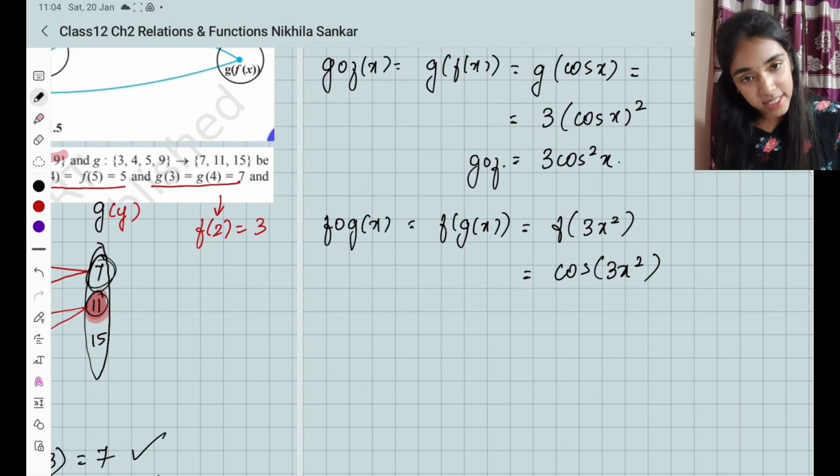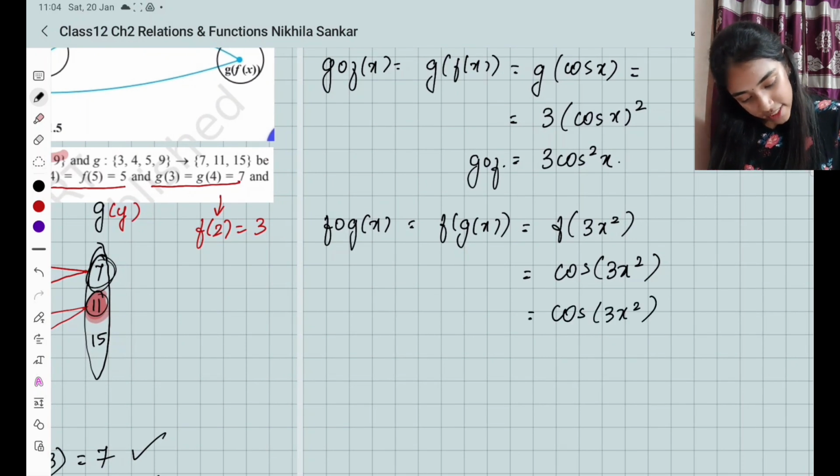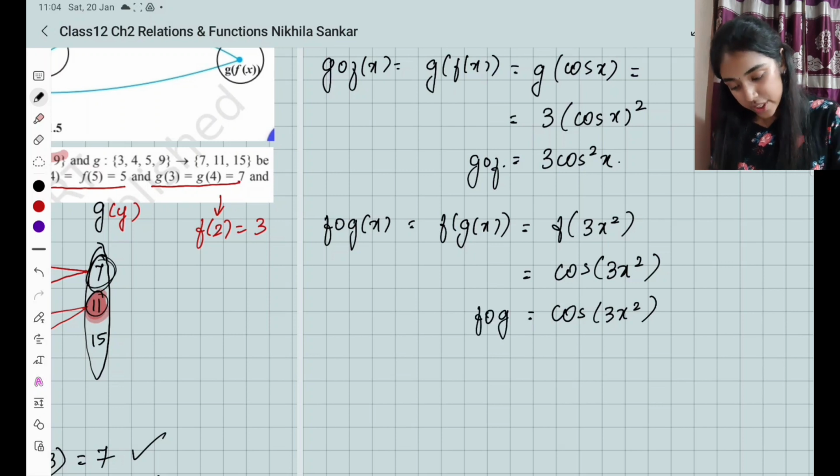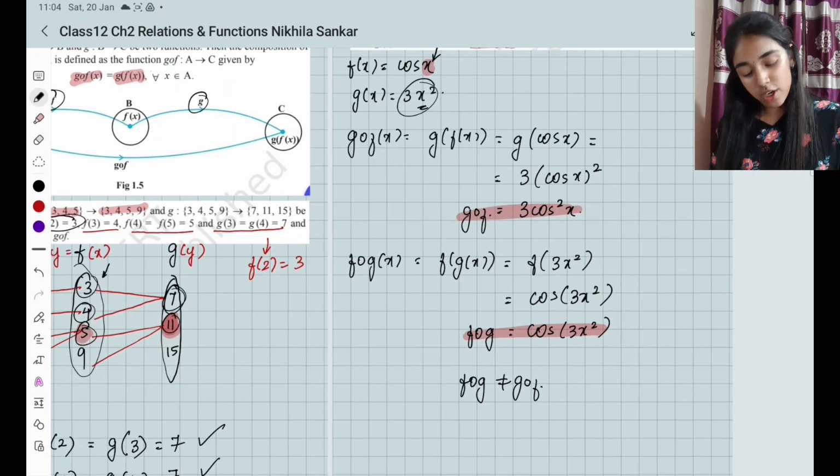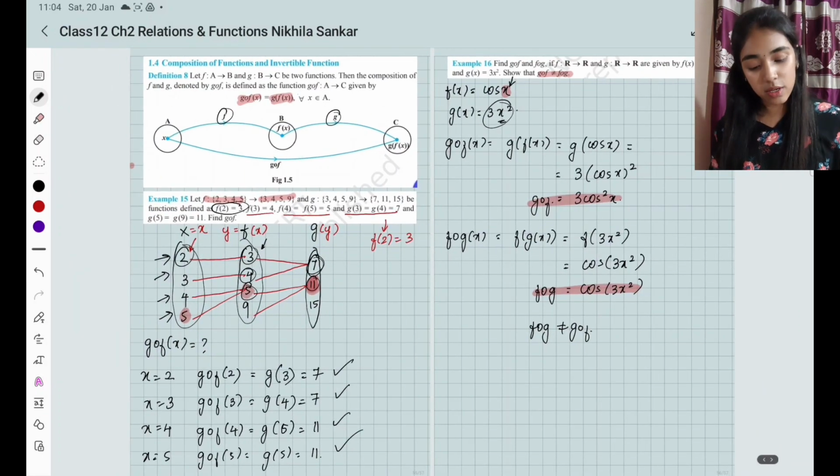So instead of x, I'm replacing x with 3x square. So this is going to be cos of 3x square and this is f of g. It is very, very clear that 3 cos square x and cos of 3x square is not the same. So you have f of g is not equal to g of f. Okay, very, very simple. Please copy.